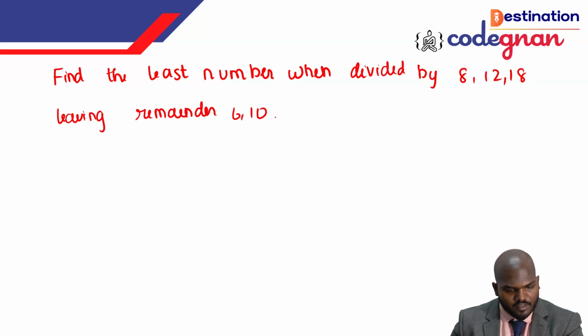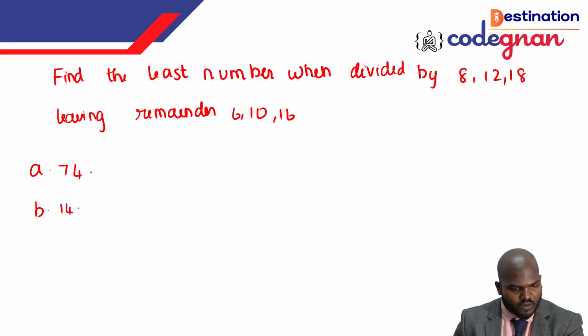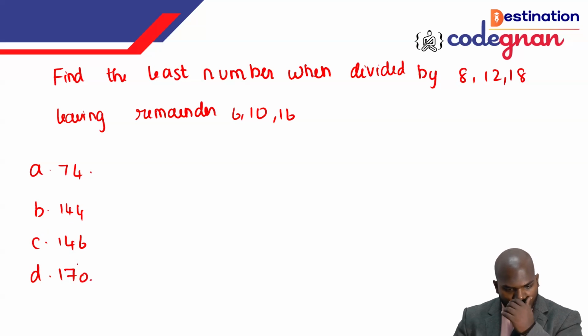6, 10 and 16. So the options they have given here: A is 74, B is 144, C is 146 and D is 170. Okay. So like what they have given in this one, guys. You see this one here, they are asking for the least number.